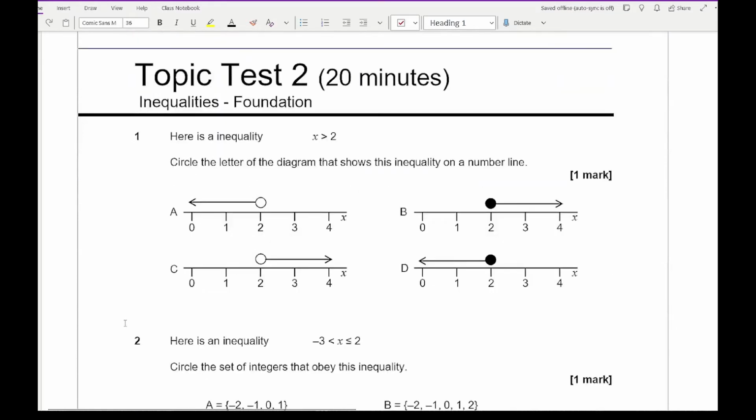So question 1 refers to number lines, and it says here is an inequality where x is greater than 2. Circle the letter on the diagram which shows the inequality on a number line. Now as there is no line underlining the inequality sign, that means we're looking for an empty circle, and the arrow is going to be pointing in the same direction as the inequality. So here the correct answer we should have is highlighting C.